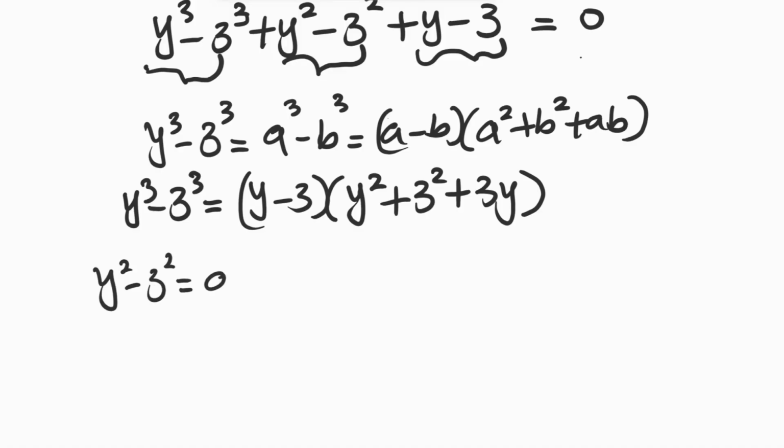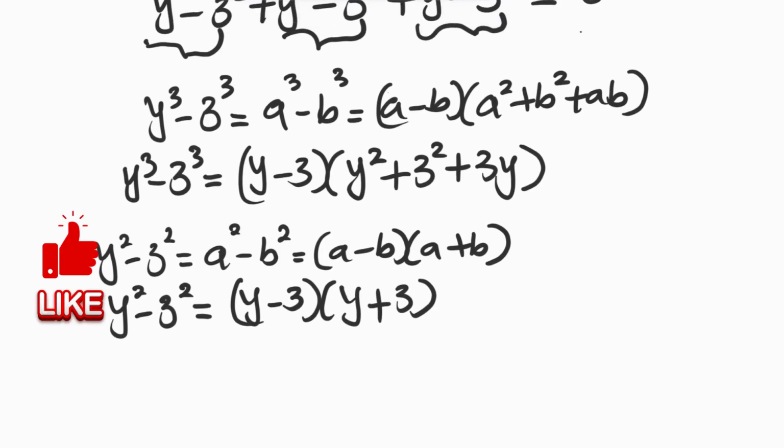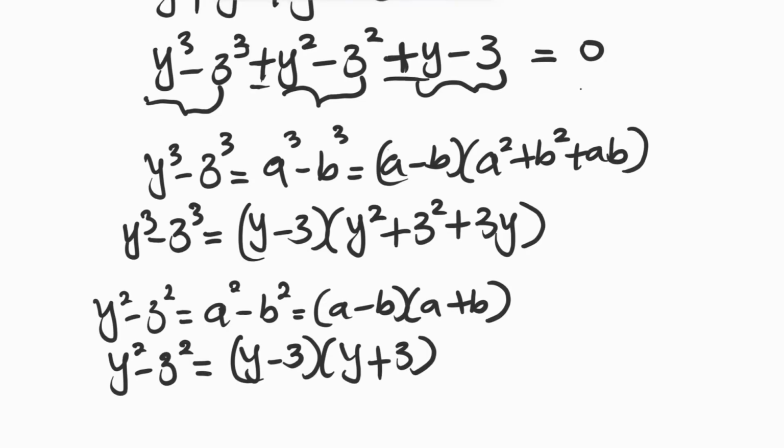That's in the form of a squared minus b squared, which is equal to a minus b, a plus b. Therefore, y squared minus 3 squared is now equal to y minus 3 and y plus 3. Okay, so because we have these plus signs here, we're just going to add everything up.